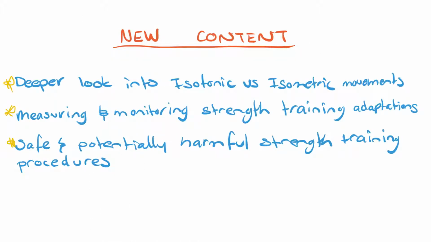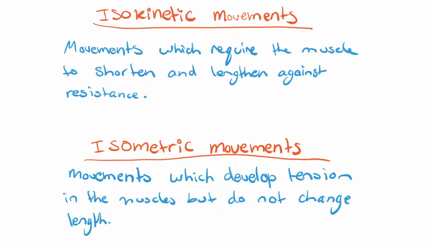And so when we have a look at the new content for strength training, which you may or may not have seen before, we're going to have a look at a deeper look into isotonic versus isometric movements and what are some of the effects of isometric movements. We'll have a look at measuring and monitoring strength training adaptations and the safe and potentially harmful strength training procedures. So we'll start by having a look at isokinetic movements.